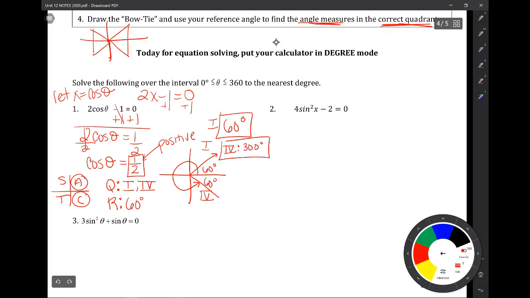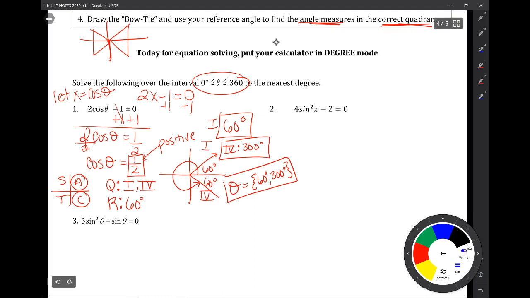There are 2 answers for this question. All right, so theta could equal 60 or 300 degrees. Both of them fall in our interval that we specified.